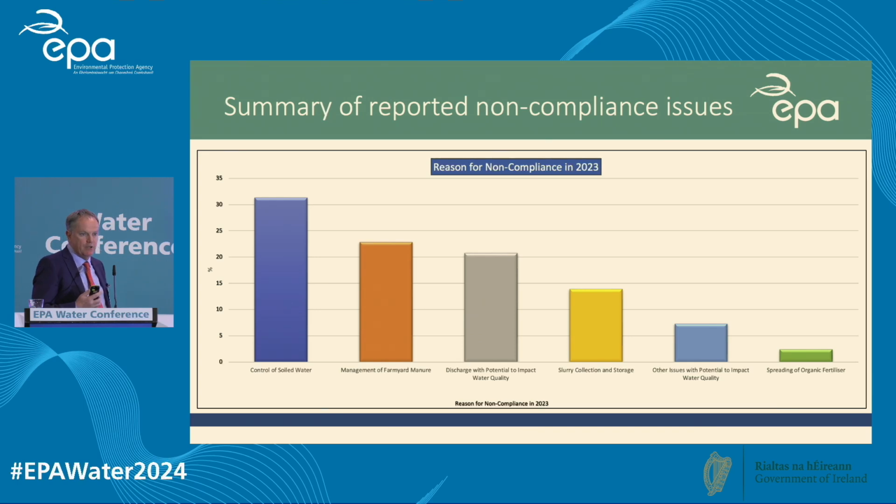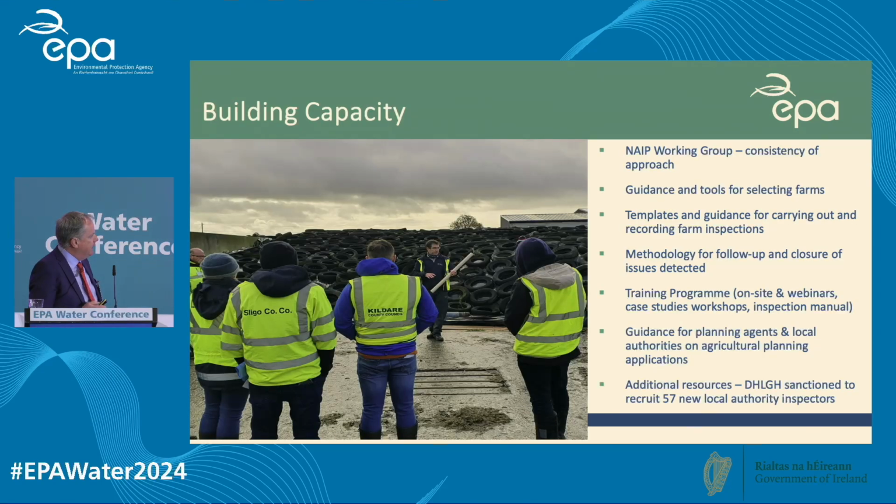Discharges with potential to adversely impact water quality is number 3 there. And then the last one there is slurry collection and storage. And again, that could be in terms of inadequate storage of slurry, or the management of that slurry then. So they're the summary of what's being detected when the local authorities carry out their inspections. And as I've mentioned, we're hoping that the programme itself will develop a capacity amongst the local authorities.